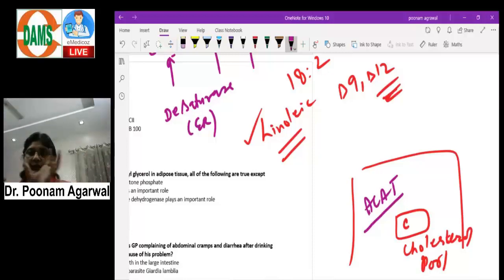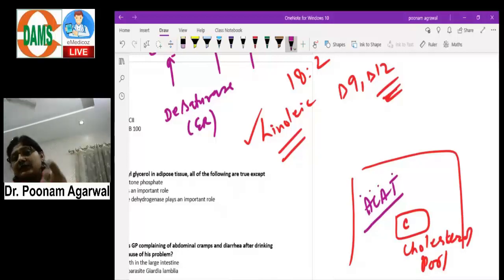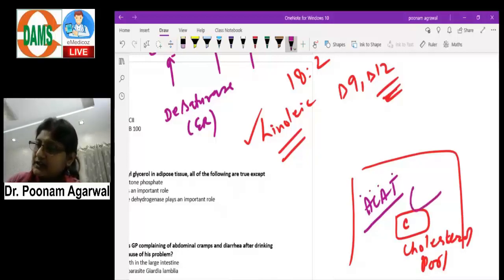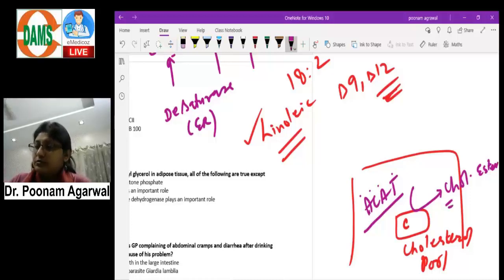Acyl-CoA cholesterol acyl transferase enzyme. The complete name is acyl-CoA cholesterol acyl transferase enzyme. This enzyme transfers the fatty acid to the cholesterol to convert it to cholesterol ester, which is the storage form of cholesterol in the cell. If you attach a fatty acid to the 3rd hydroxyl of the cholesterol, it becomes a cholesterol ester, an inert form of cholesterol, which is a storage form. So this cholesterol is stored in the cell.